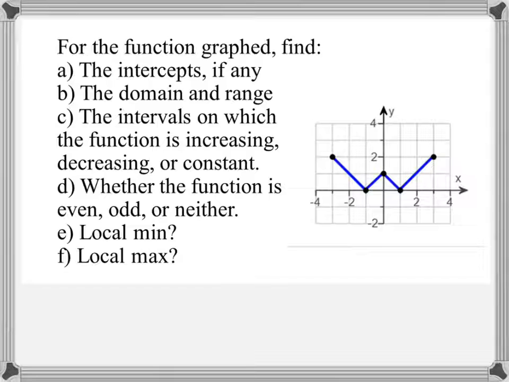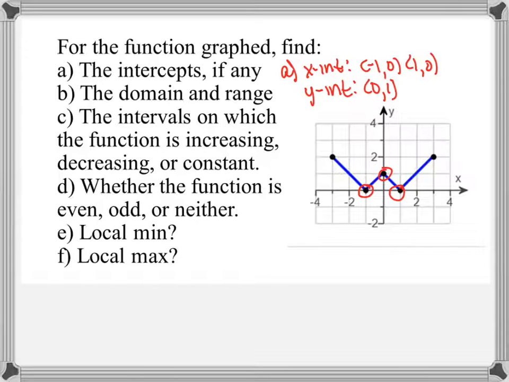So we can find the x-intercepts by looking at the points on the x-axis of the graph. And we see two x-intercepts. So the x-intercepts are (-1, 0) and (1, 0). Y-intercepts will be the points on the graph that are on the y-axis. Here, (0, 1). So we have one y-intercept at (0, 1).